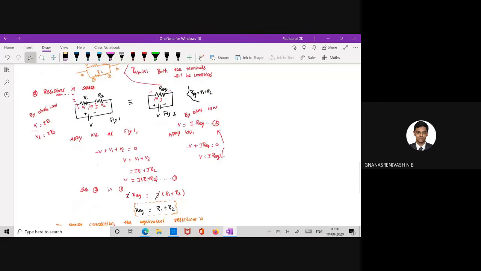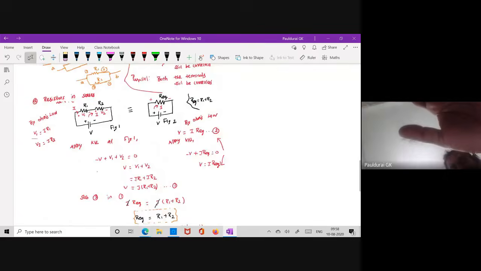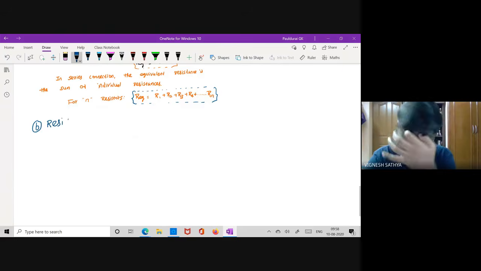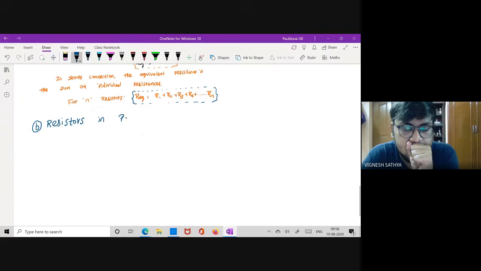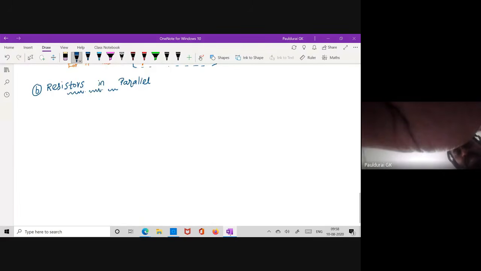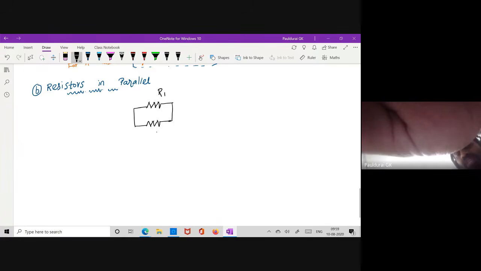Yes, guys. Okay, now put the heading subdivision B, resistors in parallel. Okay, so now I am going to connect 2 resistors in parallel. You know how to connect 2 resistors in parallel. You connect both the terminals. That's nothing but parallel connection. So take this as R1, this as R2.